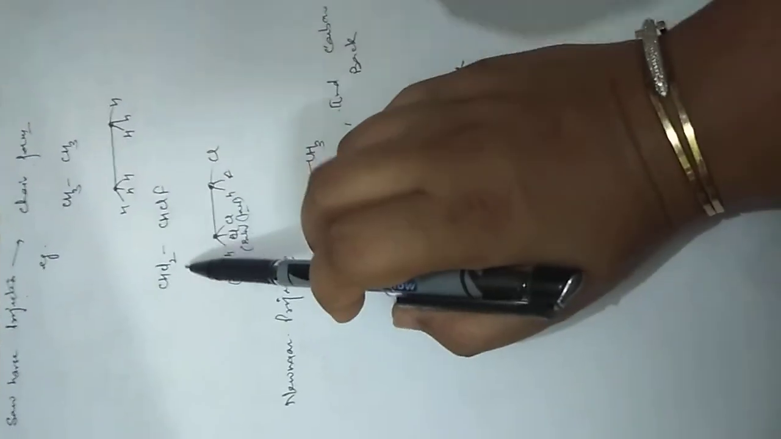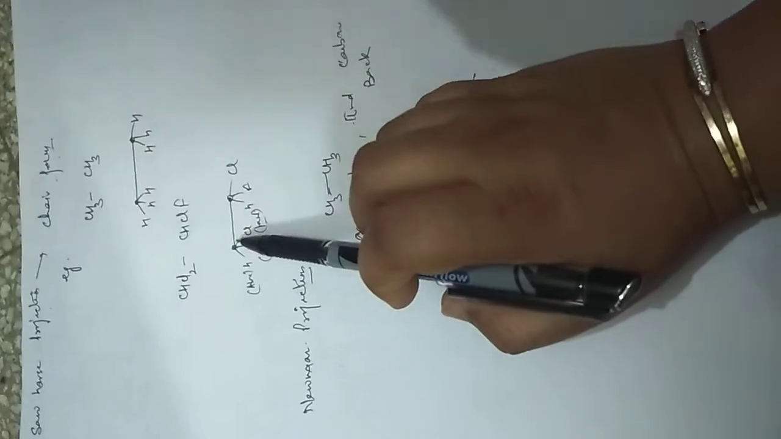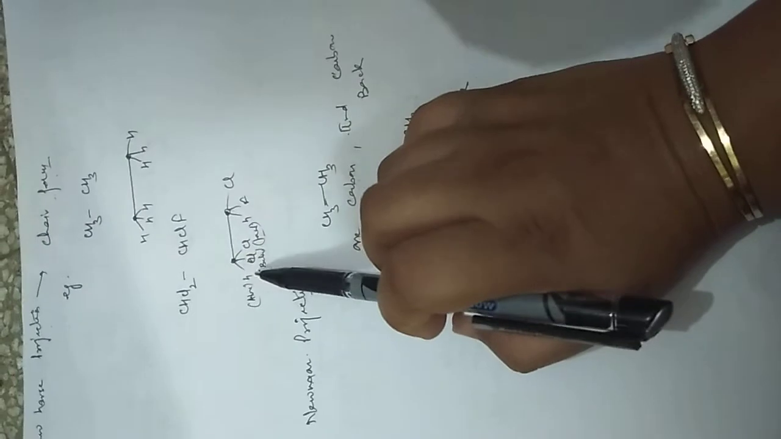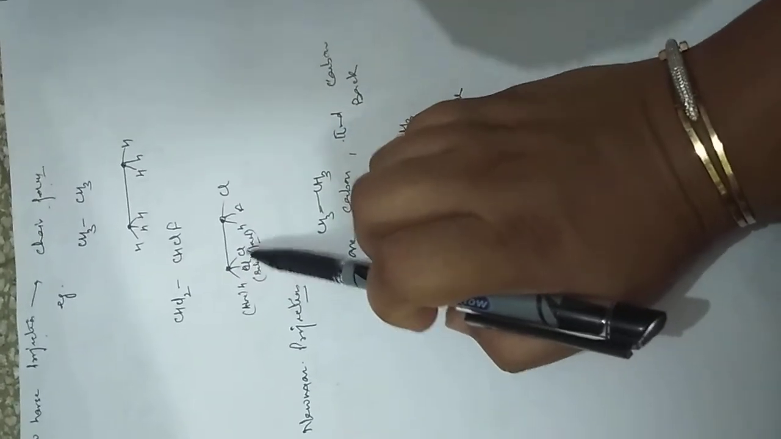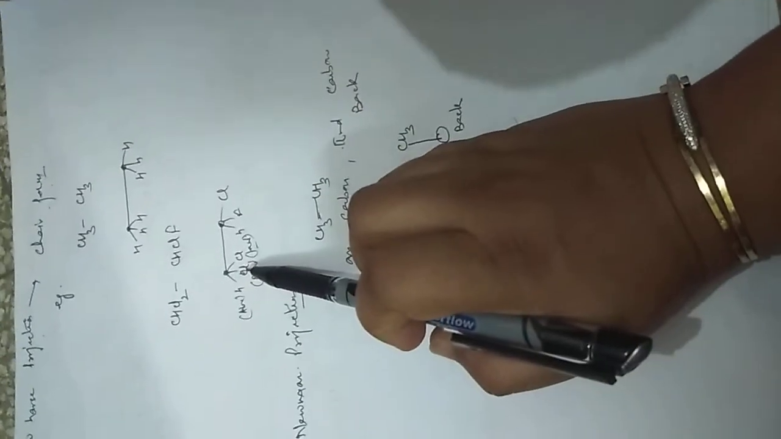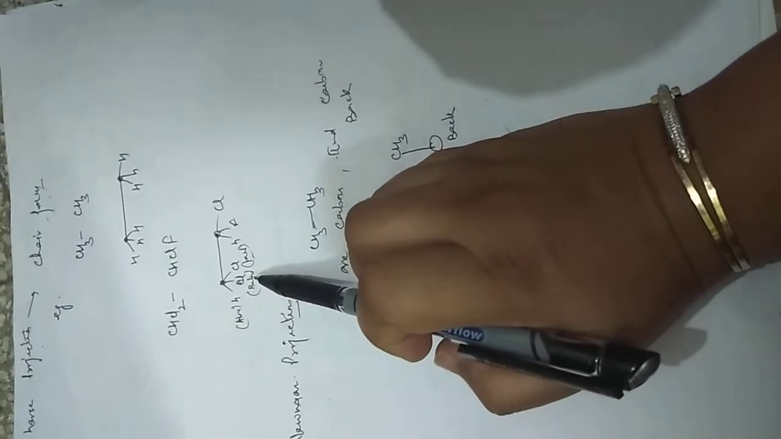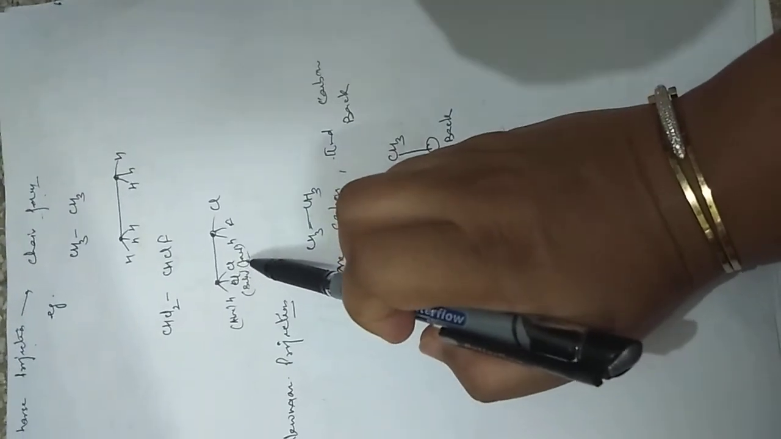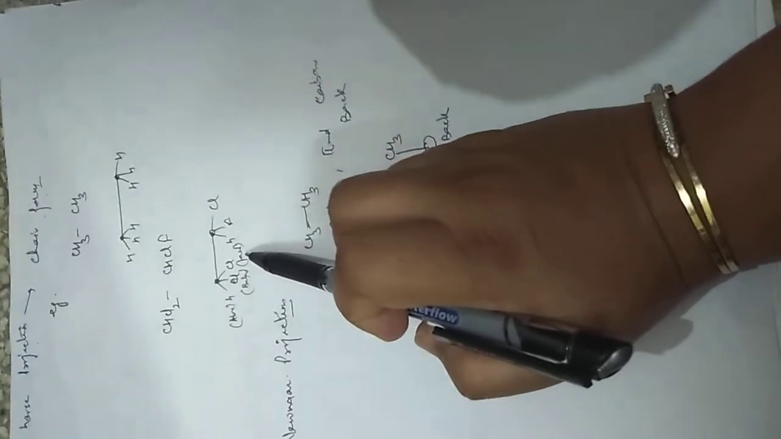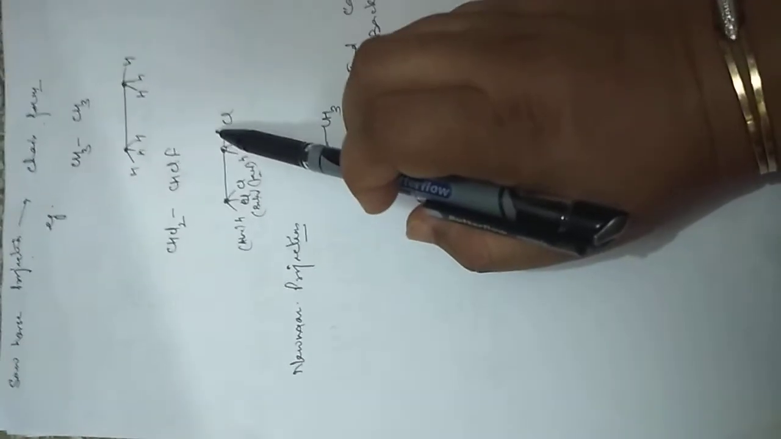We can take another example, CHCl2, CHClF. So here are two carbons. Here are H, Cl, Cl, H, F, Cl. Here the H is above the plane, Cl is below the plane, and another chlorine is in front of the plane. So this is another example of the Sawhorse projection.